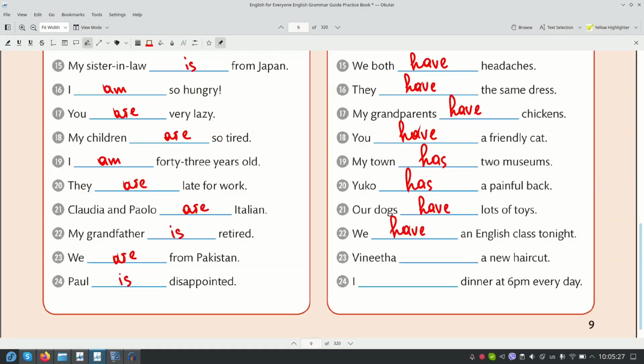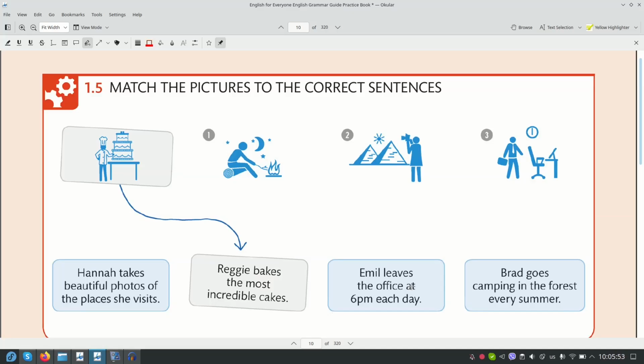Vivietta, I don't know how to pronounce this name correctly. Please, if you know, send me in the comments the correct pronunciation. Vivietta, perhaps. Vivietta has a new haircut. I have dinner at 6 p.m. every day. Okay, let's continue.